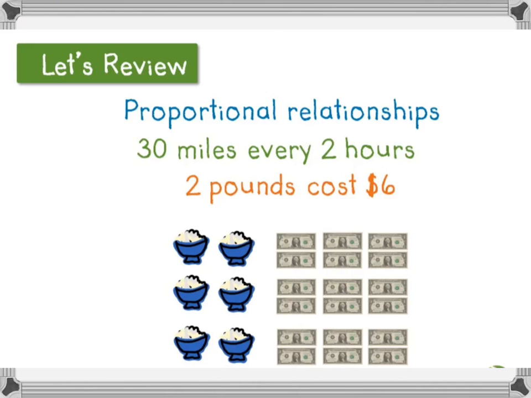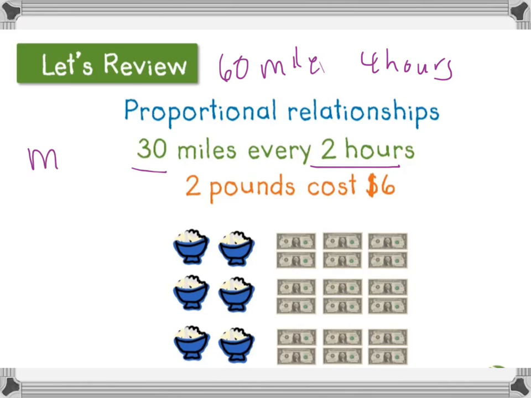Now, a proportional relationship is a relationship where the ratio between the input and output remains the same. So 30 miles every 2 hours is a proportional relationship because it would be 30 miles every 2 hours or 60 miles every 4 hours or 120 miles every 8 hours and so on. So the ratio of miles per hour remains the same, right?